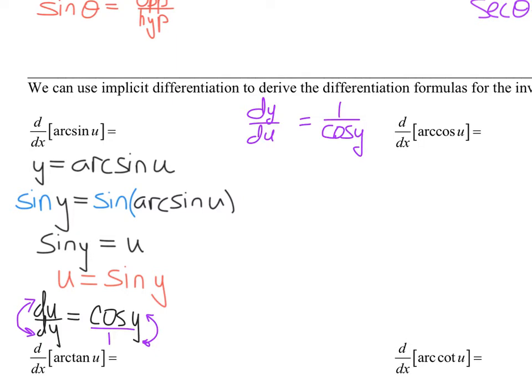All right, but again, I want dy/dx. So what can I do to dy/du in order to make it a dy/dx? Multiply by du/dx, exactly. I'll do that on both sides, because that's just how math works. And so the left-hand side becomes dy/dx. The right-hand side becomes 1 over cosine y times du/dx.